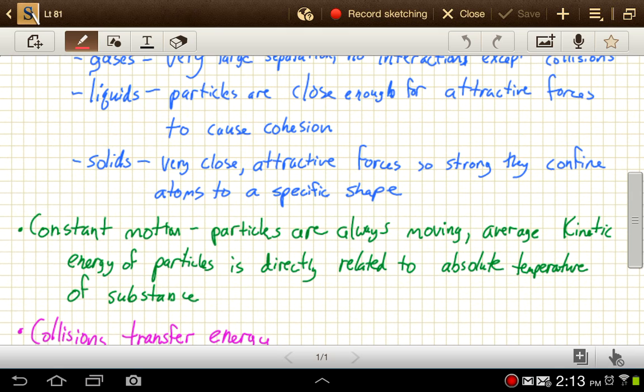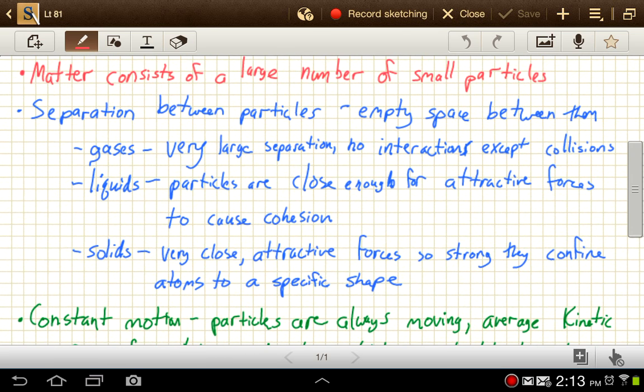So the inverse would be true here as well. The warmer an object is, the faster its particles move. And so if we go back to our solids, liquids, gases, if we have some solid and we start heating it up, gradually those particles are going to move faster and faster until these attractive forces are not strong enough to confine the atoms to a specific shape. They start to kind of move freely around each other. They still hold together basically, but this faster motion makes it so they can change their shape.